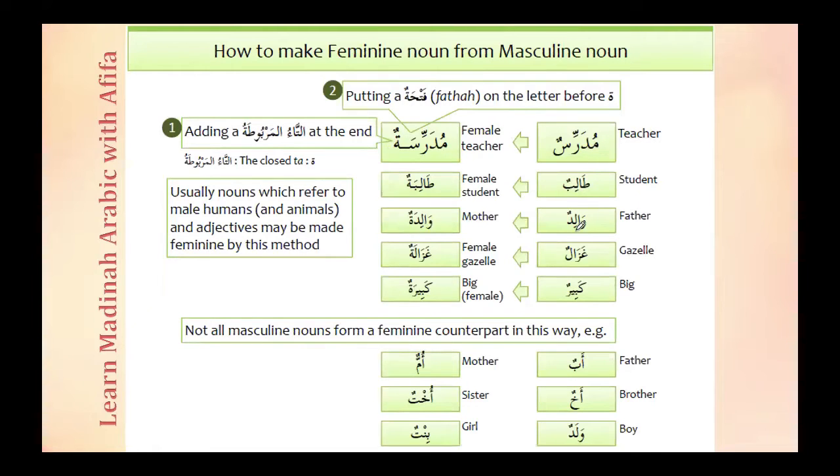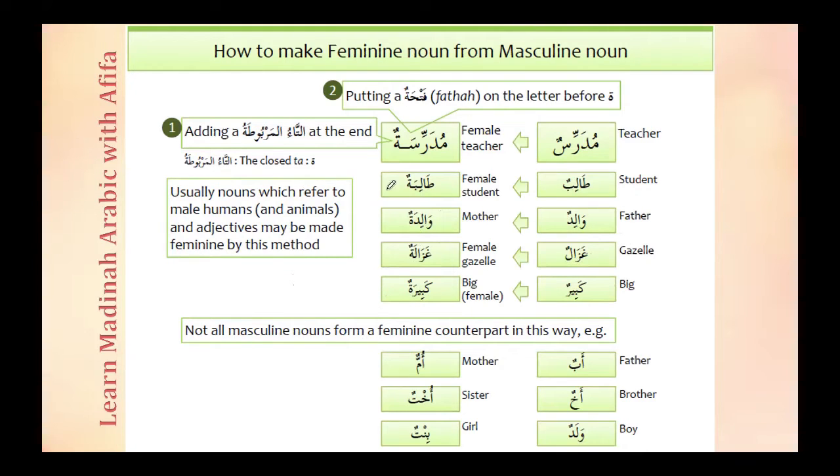For example, these are some masculine words, and you can make them feminine by adding the ta marbuta at the end and a fatha before it. So look at mudarrisun, mudarrisatun, right? And we discussed you put this fatha before. Now look at this, talibun, which means student. Female student is talibatun. Walidun is father, walidatun is mother, right? And then gazalun, gazalatun, right? And kabirun, kabiratun.